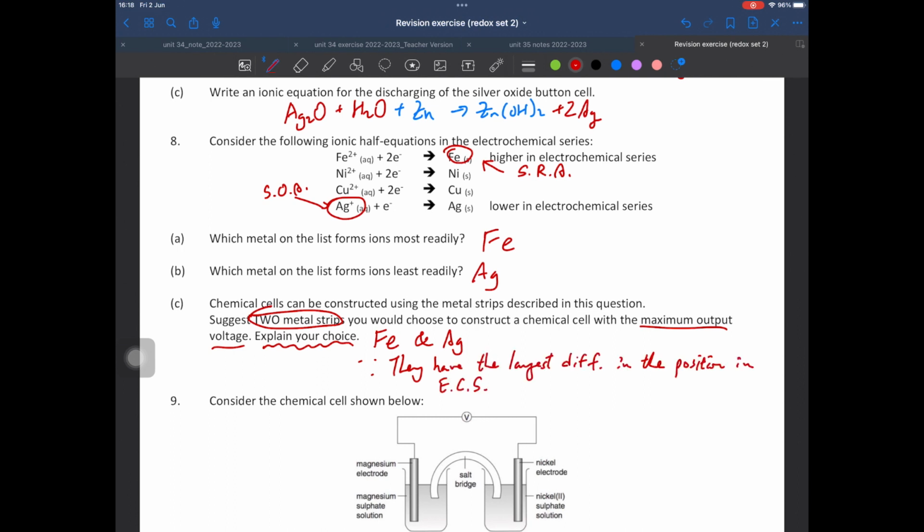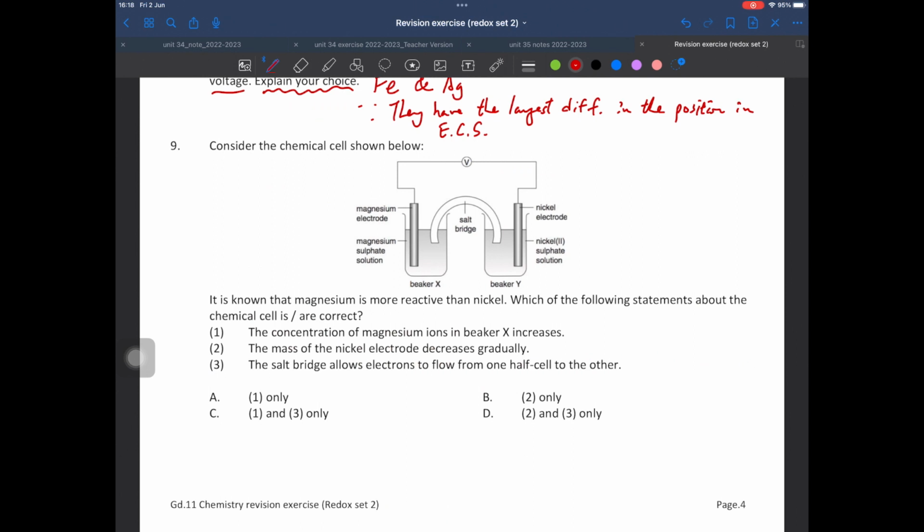Some of you may wonder, can I write ECS in the public exam? The answer is no. I highly recommend you to write down the full name, electrochemical series. The last question is a multiple choice. Magnesium is more reactive than nickel. Very good. Then we can give the electron moving or electron direction side like this.